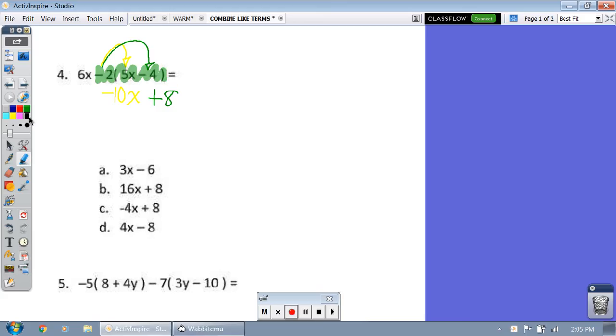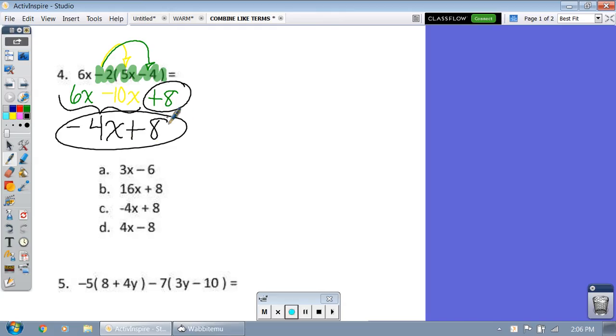So now I need to just bring down the 6x. Now let's combine our like terms. 6x minus 10x, that is going to give me negative 4x. You just bring down the plus 8. And let's match it up. Negative 4x plus 8, our answer is C.